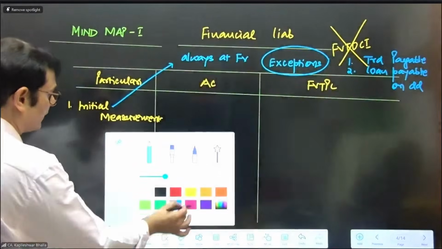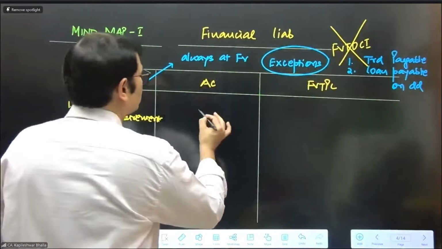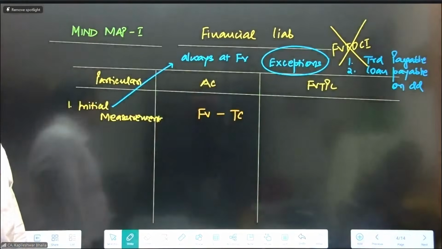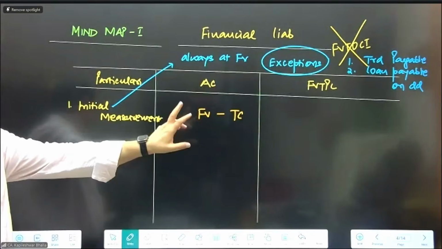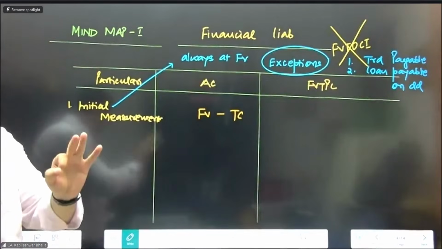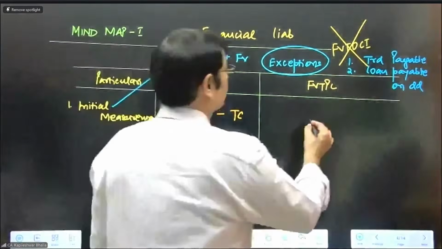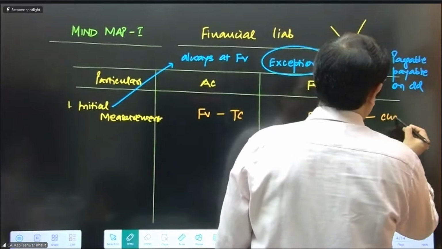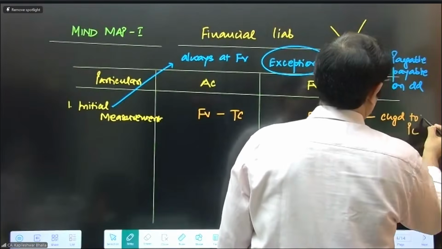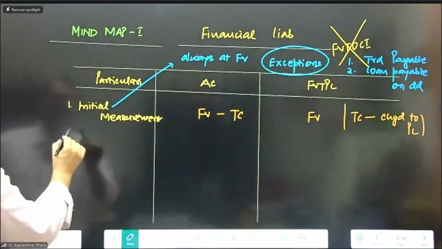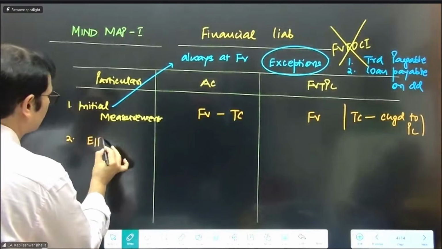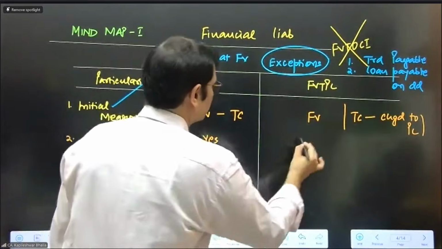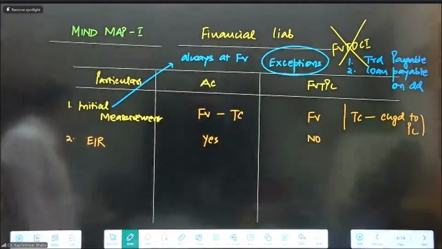So if you come back to the chart, on the initial measurement, it will be fair value minus the TC. You've already seen that. In question number 5 today, we already saw that it is supposed to be the minus TC. I think I got the right answer now. And in terms of FVTPL, it is fair value. Just to put it in brackets, the transaction cost is charged to the profit and loss account. It is taken to the P&L. The second is whether the concept of EIR is applicable. In terms of EC, yes. In terms of FVTPL, of course, no.